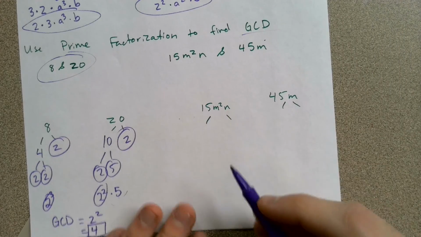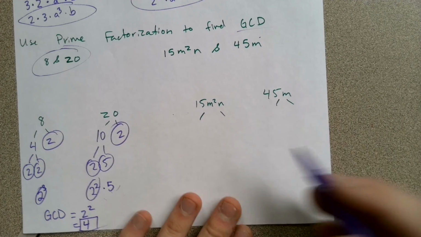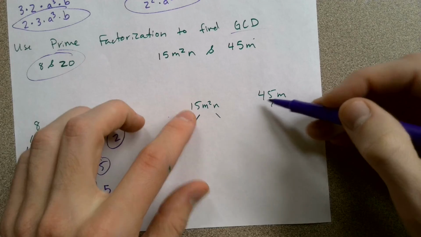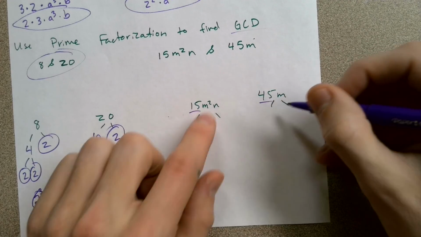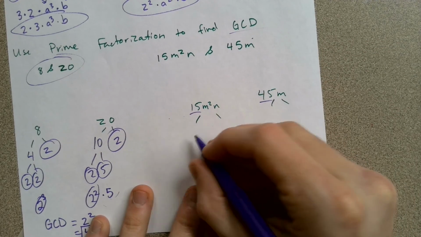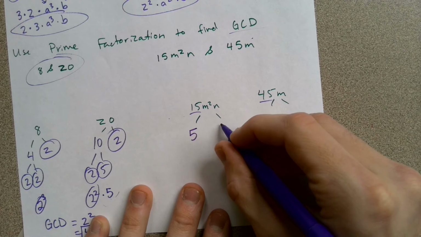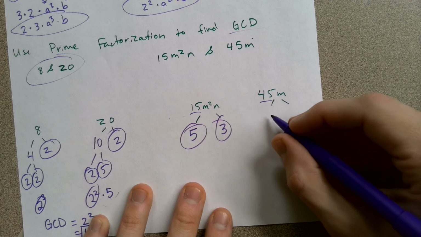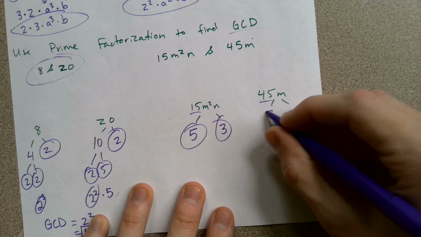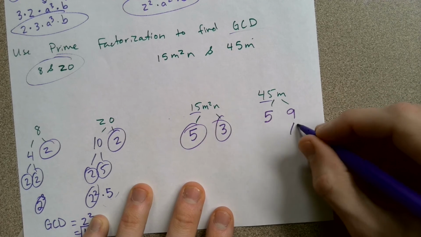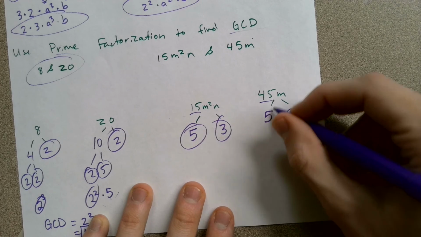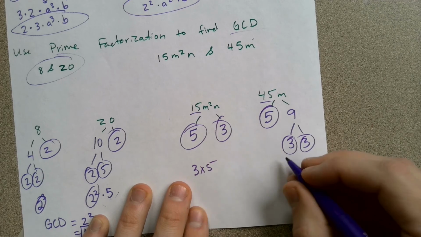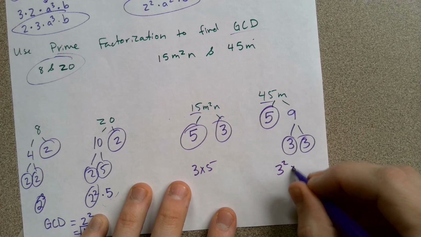All right, one more here. Remember, right now we're thinking about what's important in our number tree is the numbers right here. We don't worry about the variables right now. We'll worry about them later. So we're doing 15, 5 times 3, both prime, just like that. 45, we've got 5 times 9. 9 is 3 times 3, prime, prime, prime. This is 3 times 5. This is 3 squared times 5.